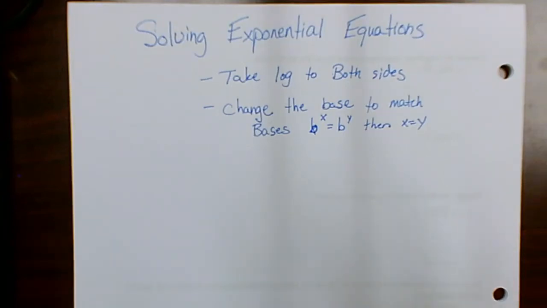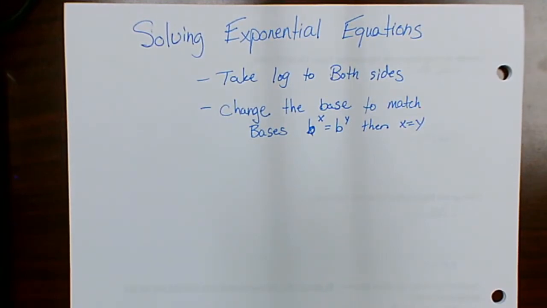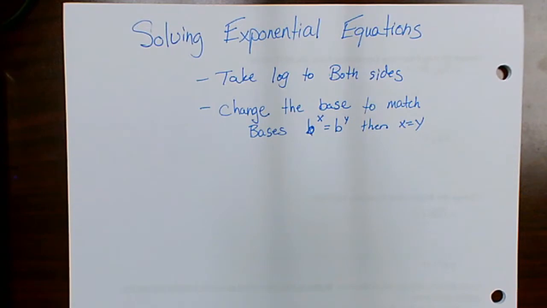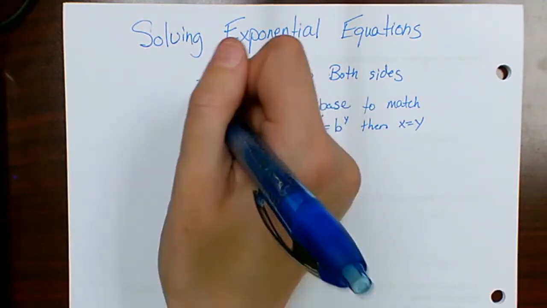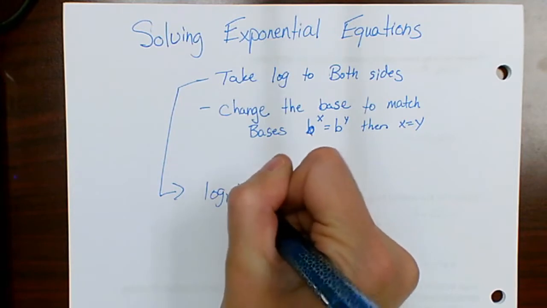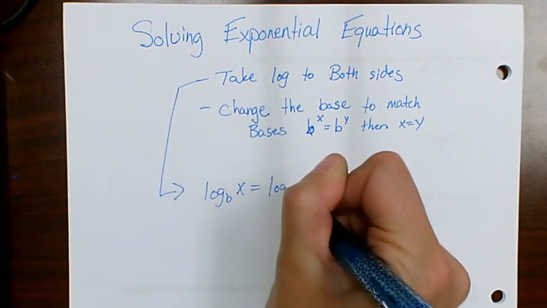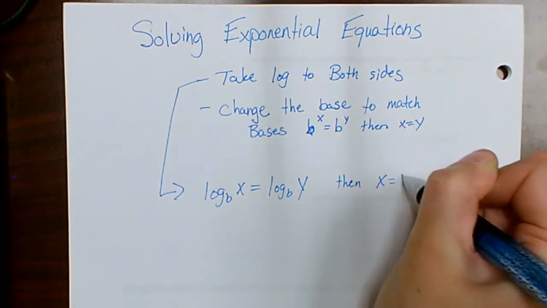We will now solve exponential equations. So there's two ways of doing this. You can take log to both sides and then solve by using the power rule or condensing logs. So taking logs to both sides, some information you need to recall is if you have log base b of x equals log base b of y, then x equals y.